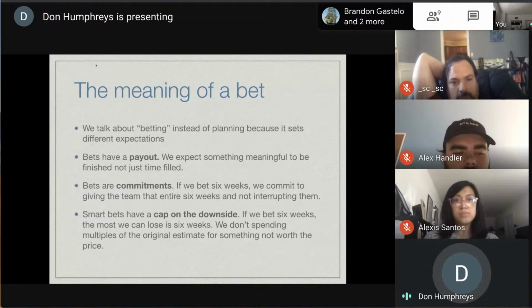But what's the meaning of a bet? We talk about betting instead of planning because it sets different expectations. First of all, bets have a payout. We expect something meaningful to be finished and not just to fill time.